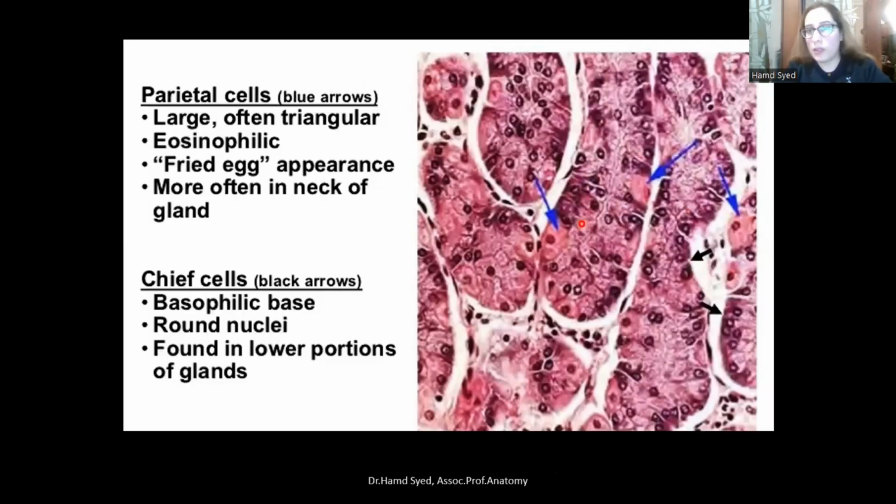Parietal cells and chief cells, these two cell populations, you can see them over here in the histomicrograph. Parietal cells have been labeled by the blue arrows. You can see that they are eosinophilic, that is the pinkish stained cells, and they have a characteristic fried egg appearance, and these cells are present more often in the neck of the gastric gland. But over here, we can also see the cells which have been pointed out by the black arrows, and there you can see the purplish bluish staining. So they are basophilic, the basal region is especially basophilic. These are the chief or zymogen cells, and they're found in the lower parts, the deepest parts of the gastric glands.